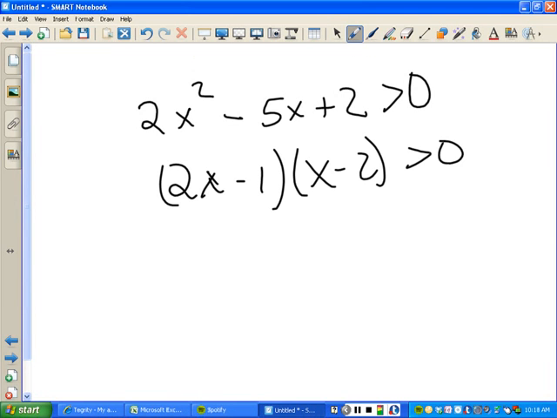Now the problem is, what do you do from there? If you do what Demi did, you go like this. X minus 2 is greater than 0. 2x minus 1 is greater than 0. And you feel real good about yourself. I feel good about myself. Right up until you get your test back and you realize you're wrong. Then you don't feel so good anymore.